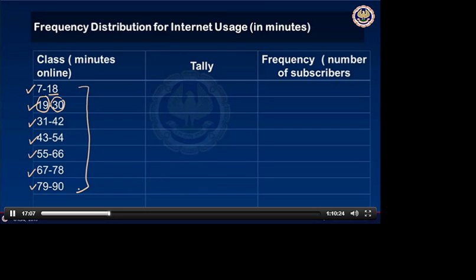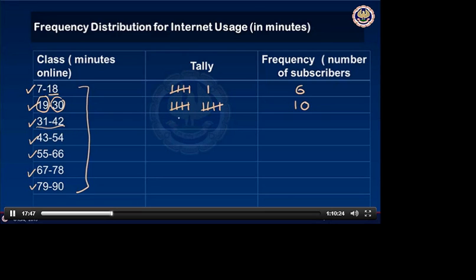Now we will look at the data and find out how many people fall under each class interval. When we look at the data, we find there are 6 people who have browsed the internet for between 7 to 18 minutes. So this is 5 and 1, 6. And for the next it is 10. We will look at each data entry, make a tally mark and fill this up.